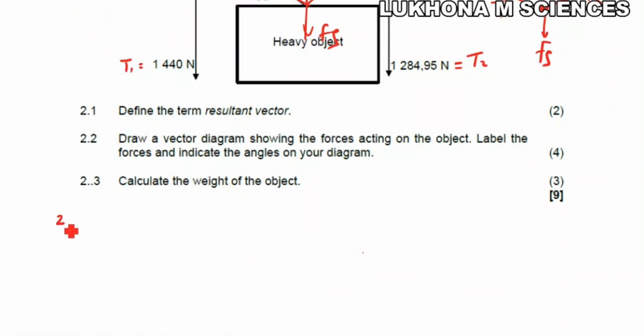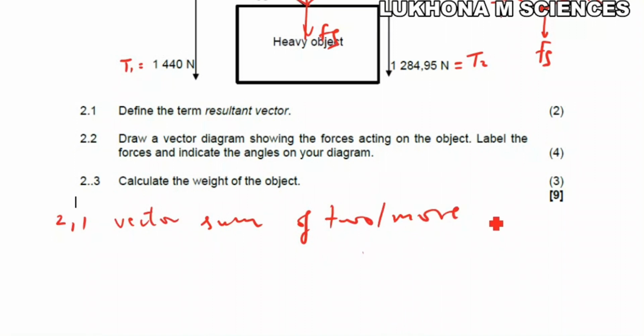The first question says, define the term resultant force. The resultant force is the vector sum of two or more vectors. So that is the vector sum of two or more vectors. So when we add the vectors, then we get the resultant vector.